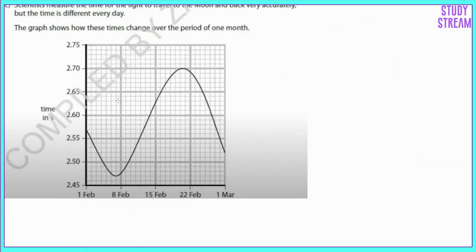Okay. Now, scientists measure the time for light to travel to the moon and back. They measure the time taken for the light to travel to the moon and back very accurately, but the time is different every day. Okay. The graph shows how these times change over the time period of 1 month. I think I'm missing one question. Okay. Where is the question? Actually, there's no question here.